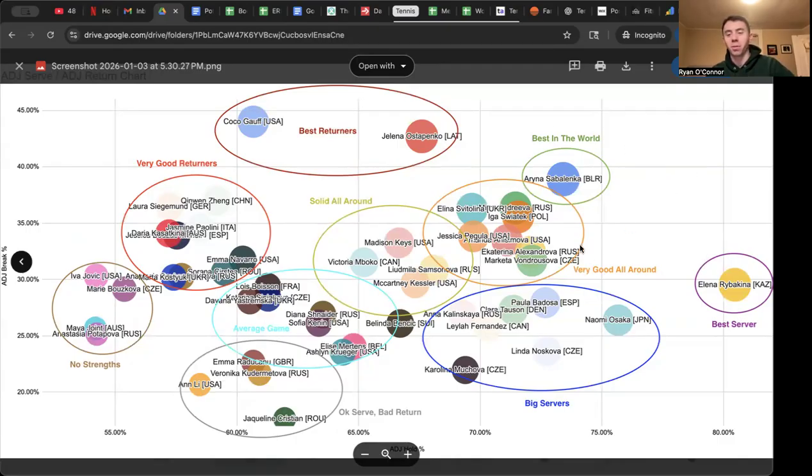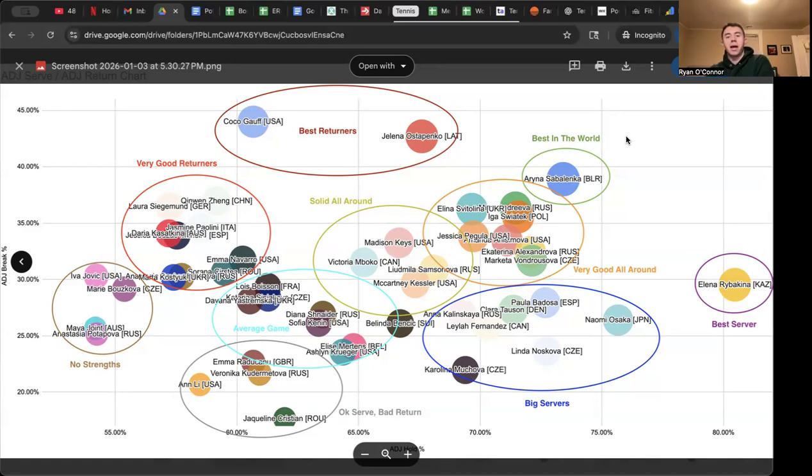Sabalenka, I put as the best in the world because you just want to be right and up, and she's the most right-and-up player. I know she's not the highest up and she's not the most right, but overall, she's the most top right that you can be. So that's where you want to be.